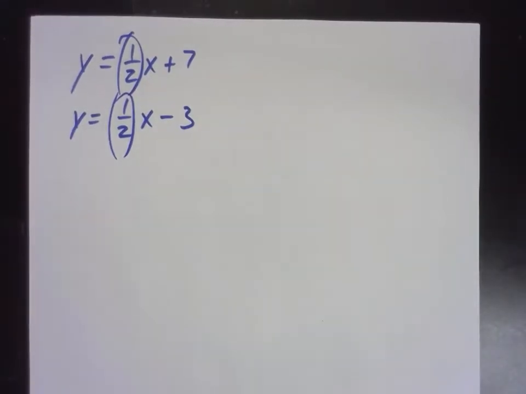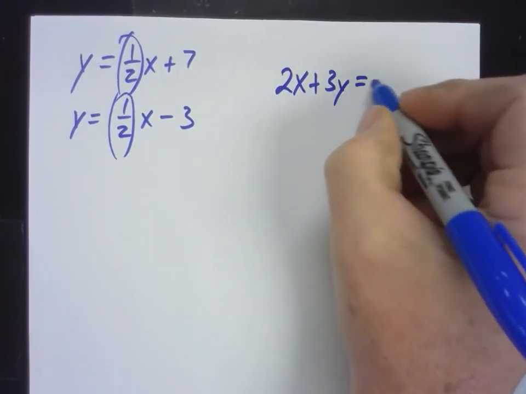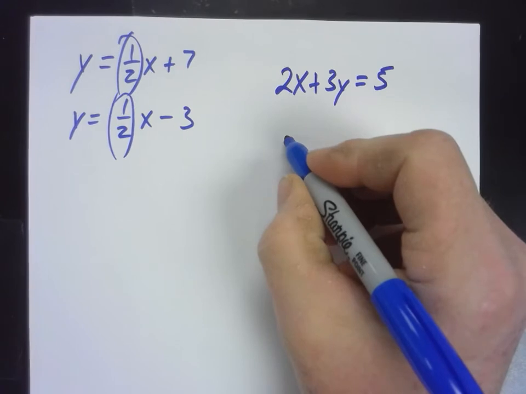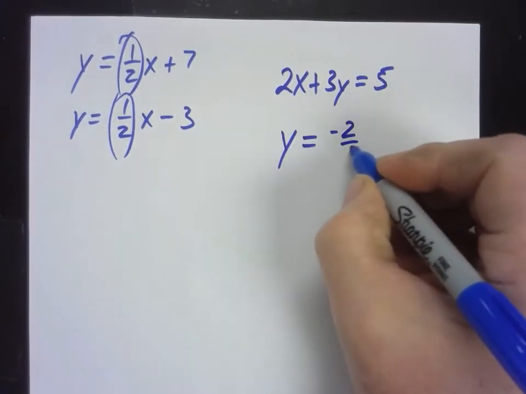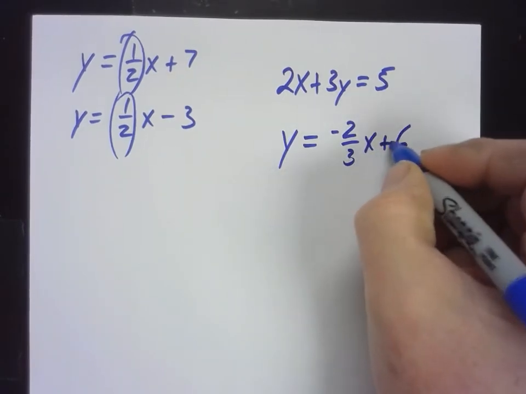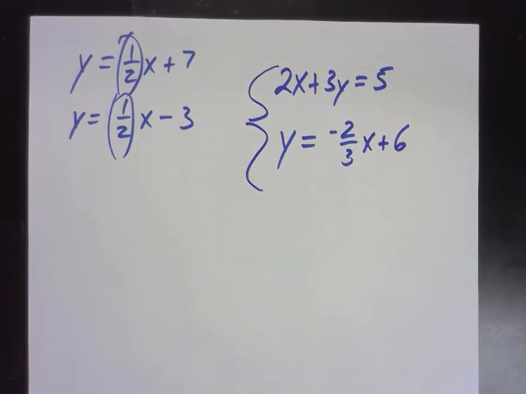If they're in standard form, or if one of them is in standard form, then it could get a little more dicey, couldn't it? So if I had something like 2x + 3y = 5, and then y = -2/3 x + 6, and I ask you if those two were parallel to one another, it gets a little more binding now, didn't it? What do you think? Parallel or not?